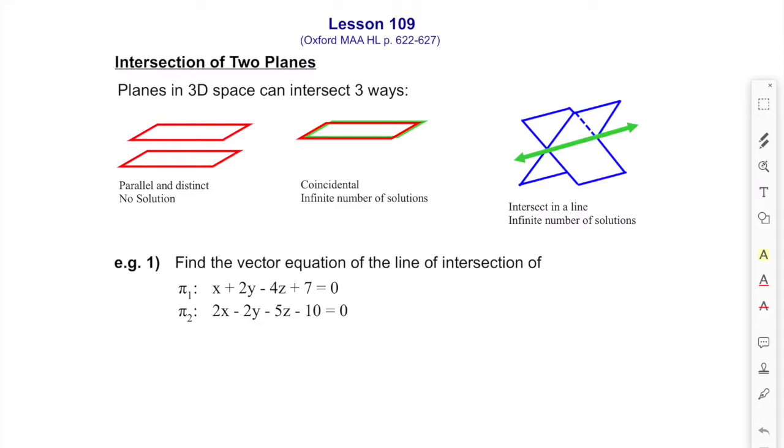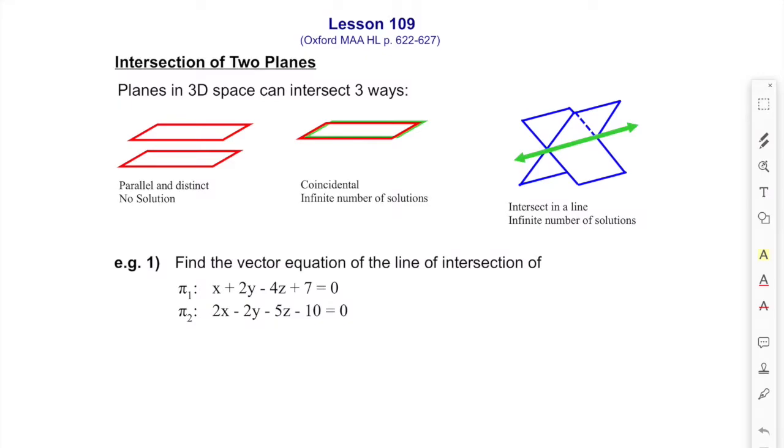Lesson 109, intersection of two planes. In this lesson, we are going to examine how planes can intersect. So if we consider a pair of planes, or take two sheets of paper in front of you, how can they intersect or not intersect, really?